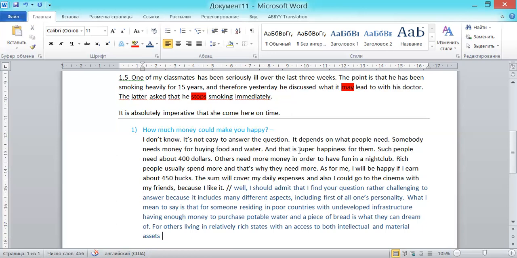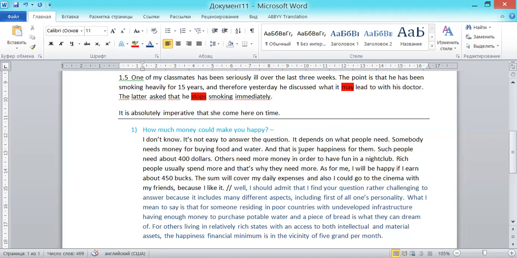Assets. The happiness, or better say financial minimum. Okay, the happiness financial minimum is in the vicinity of 5 grand per month.